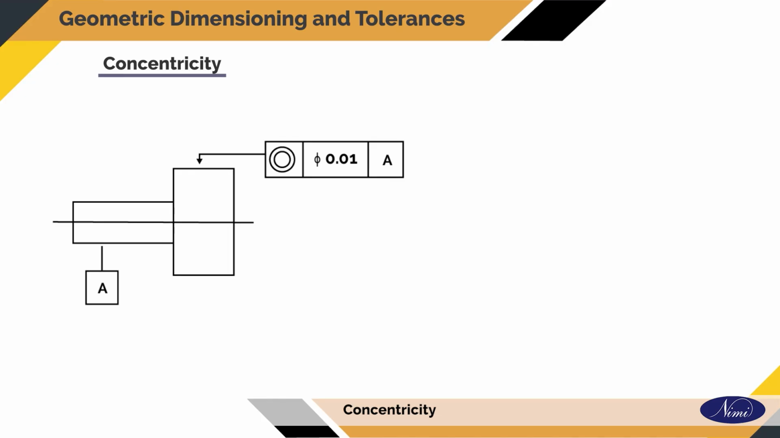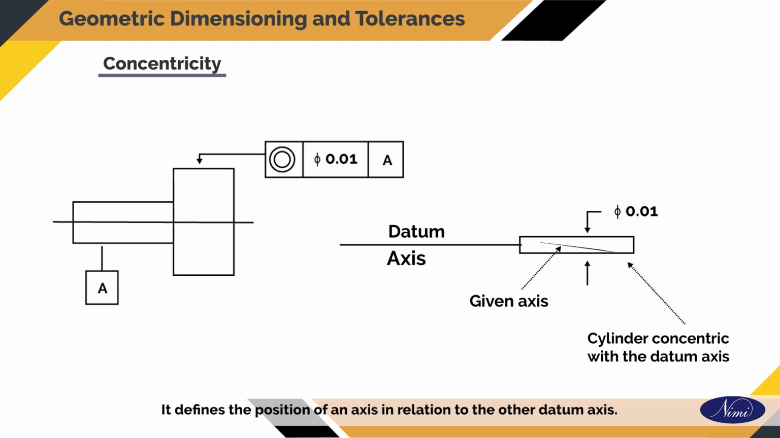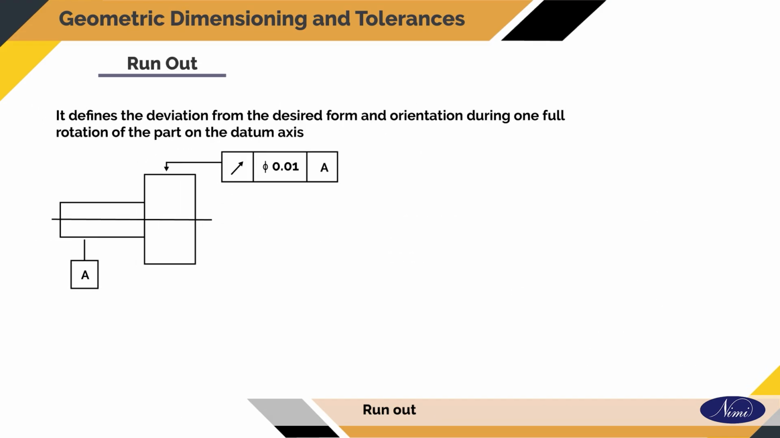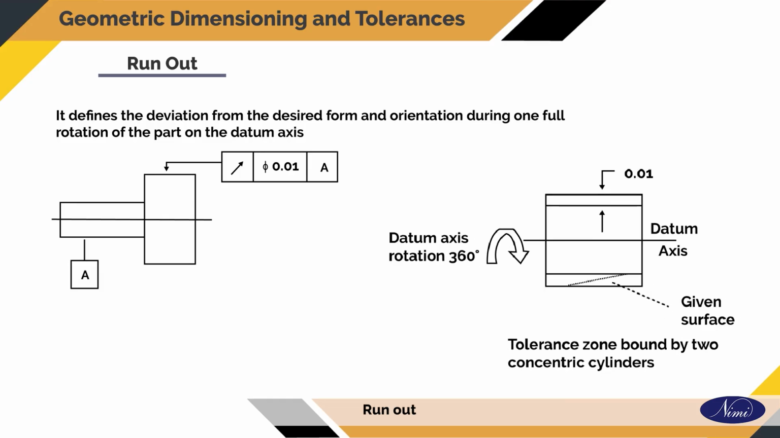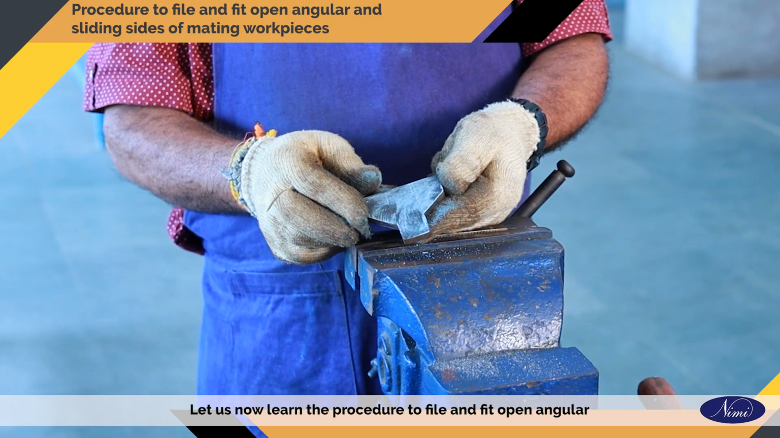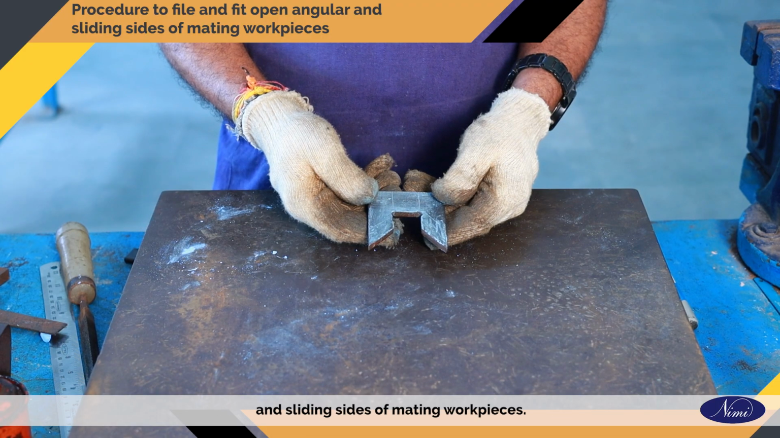Concentricity. It defines the position of an axis in relation to the other datum axis. It defines a cylinder which coincides with the datum axis and of diameter given by the geometrical tolerance. Run out. It defines the deviation from the desired form and orientation during one full rotation of the part on the datum axis. Let us now learn the procedure to file and fit open angular and sliding sides of mating workpieces.